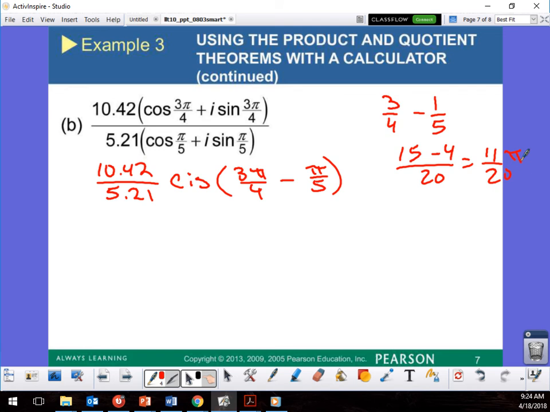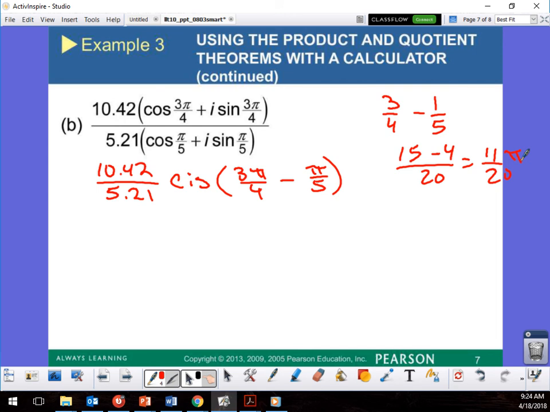So it's like when you're doing common denominator, this is going to need a 5, right? To make this bottom number a 20, so you multiply by 5 over 5. This is going to need a 4, right? Because to get the bottom number to be 20, it's 4 over 4. So it's going to be 15, right? And then it's minus 4 all over 20. One of those algebra 1 tricks. So 11 pi over 20.